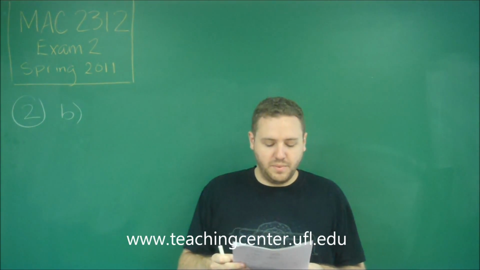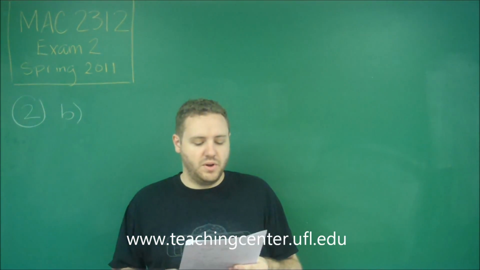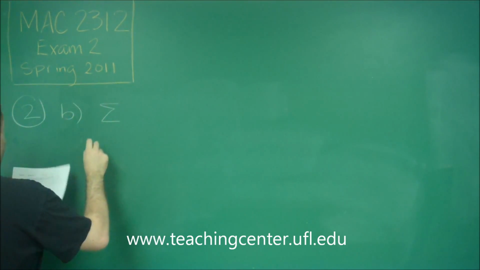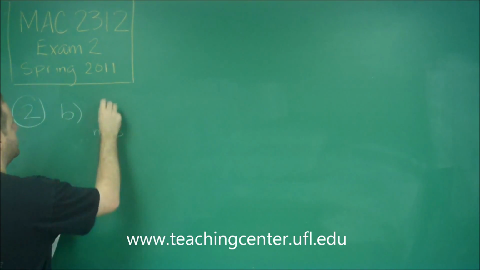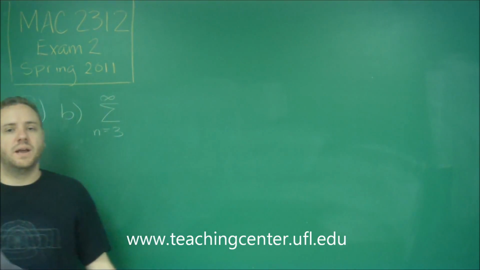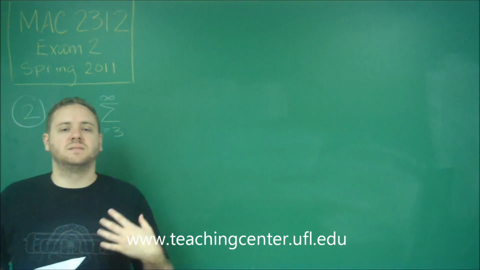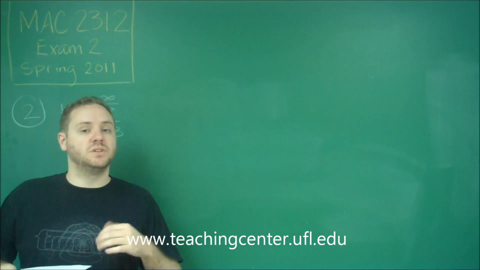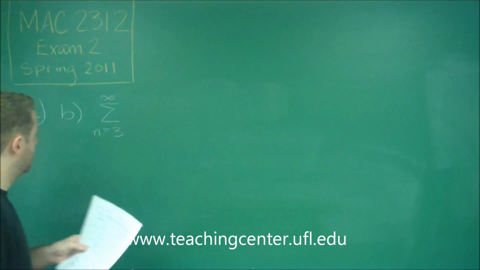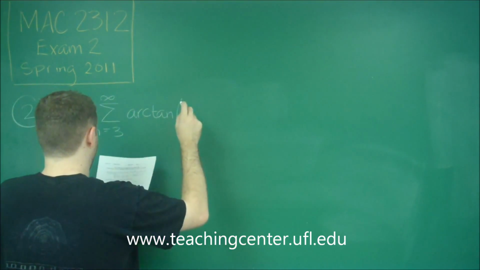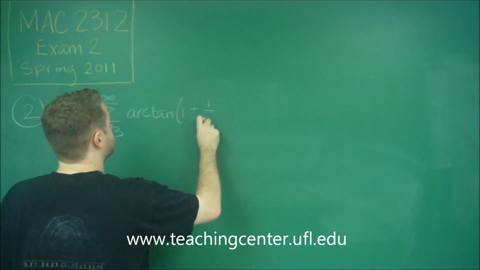Okay, for number 2, letter B, we're also trying to find whether or not a series converges. So we have the sum n equals 3 to infinity. When you see a sum starting at 3 versus starting at 1, don't be thrown off by that, because series are all about what happens as you approach infinity anyway. It usually does not matter at all where you start. So we have arctan of 1 plus 1 over n.